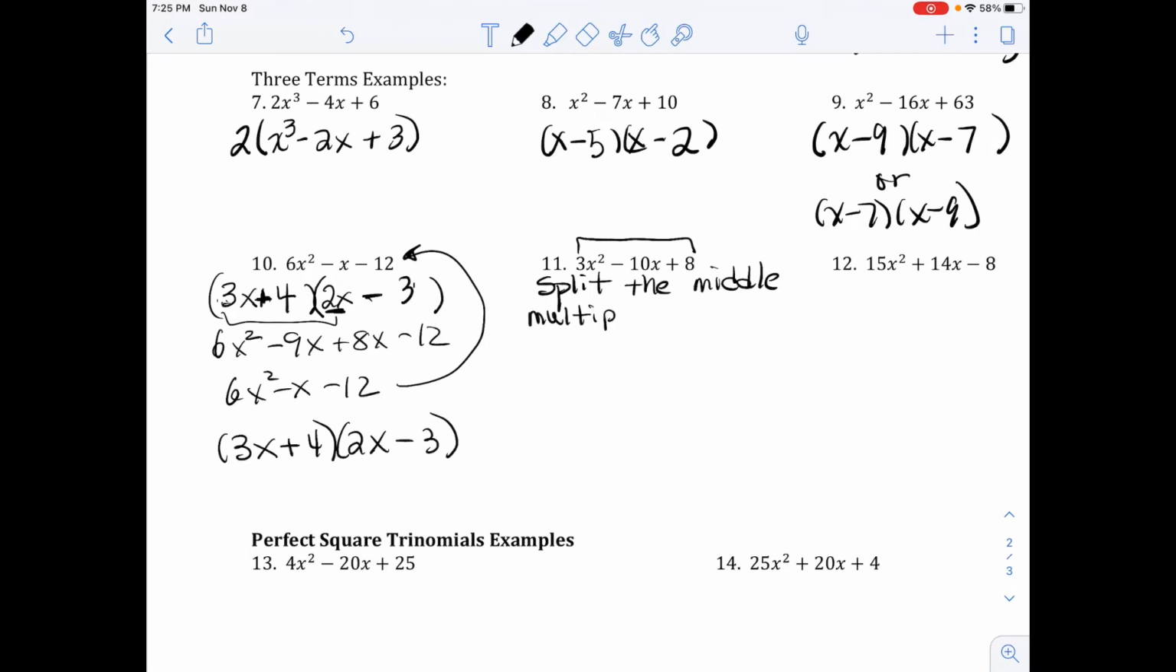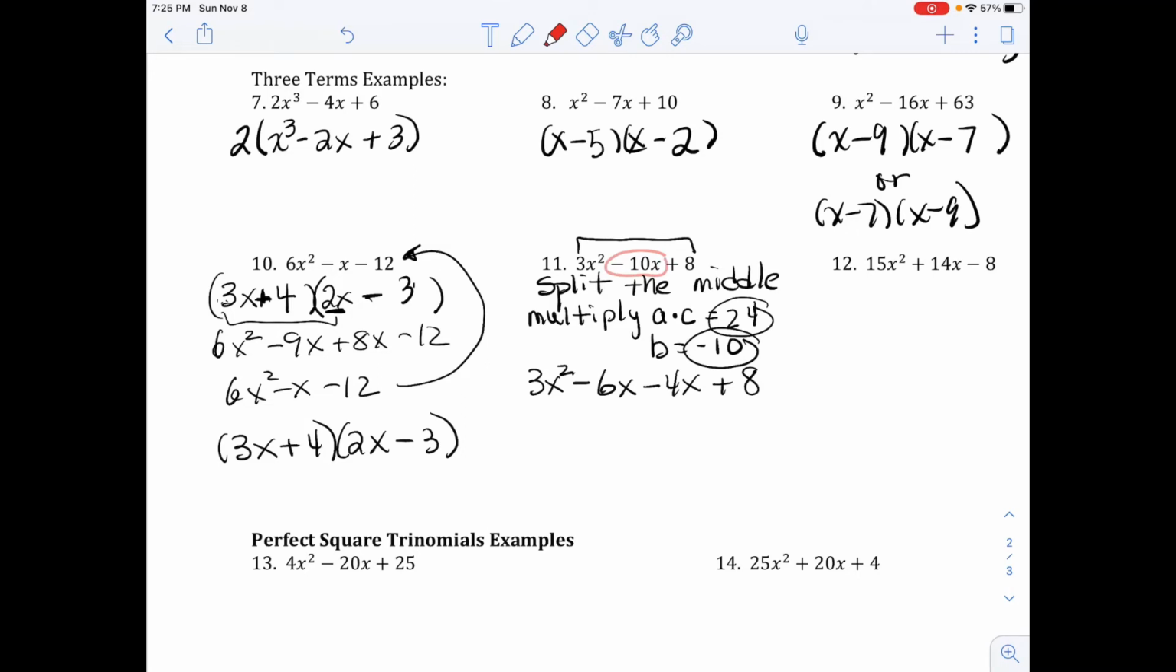So multiply A times C. That gives me 24. Okay, and B is negative 10. Right? So I'm looking for two numbers that multiply to be 24 and add to be negative 10. And so those two numbers are negative 6 and negative 4. And so what we do is we take that middle term of negative 10x and we split it into minus 6x and minus 4x.